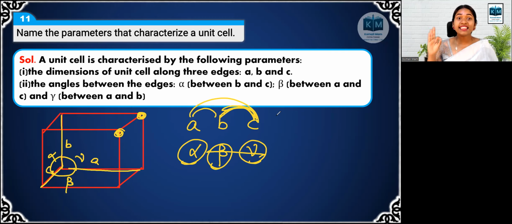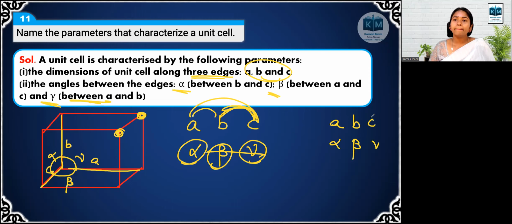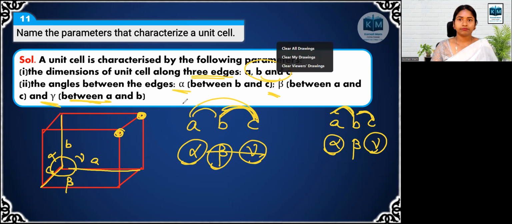There are a total of 3 distances possible. Total 6 parameters are needed: 3 edges A, B, C and 3 angles alpha, beta, gamma. You need not memorize the angles by heart. Just write A, B, C, alpha, beta, gamma. Between these two, they're asking alpha; between these two, they're asking gamma. Like that, you can solve the question. Okay, and see the next question.